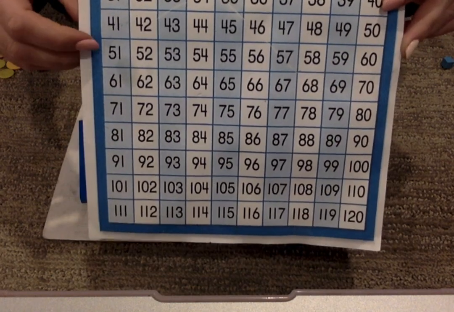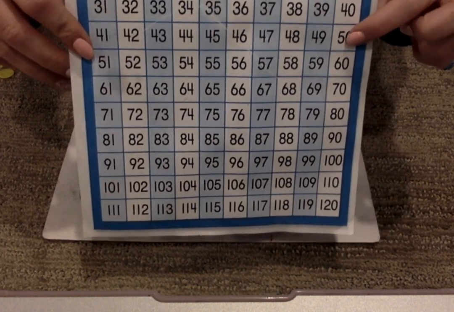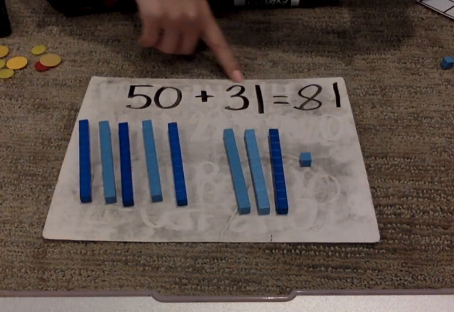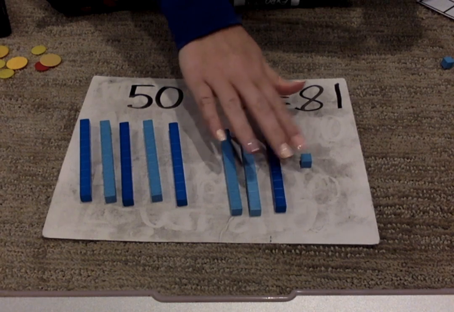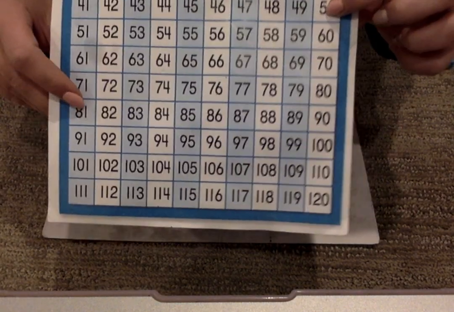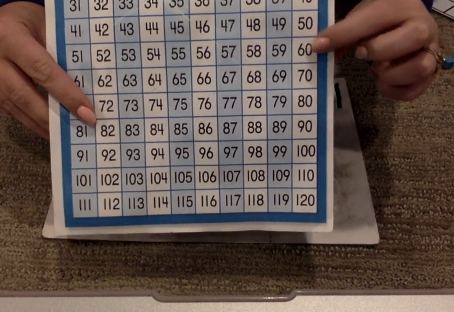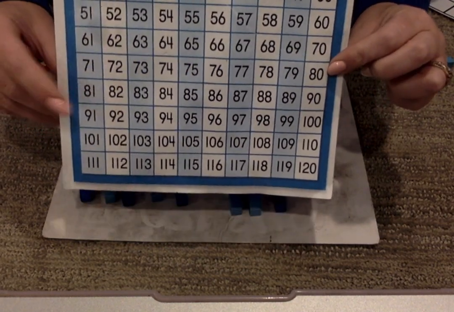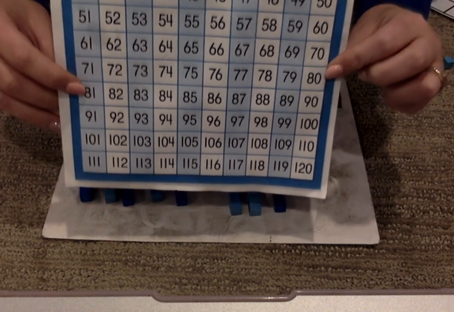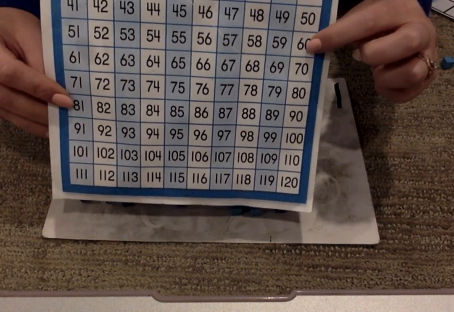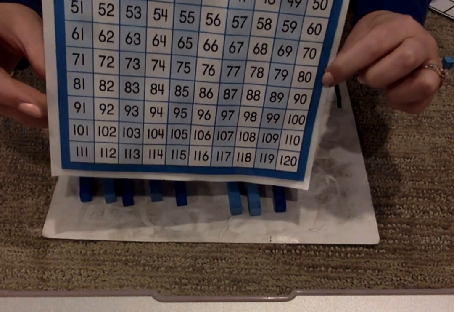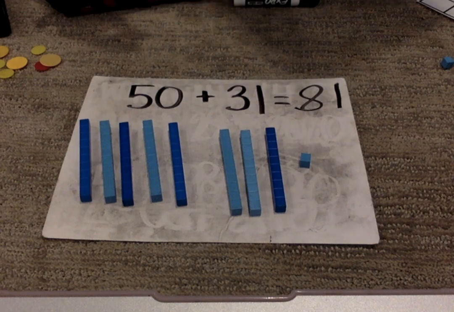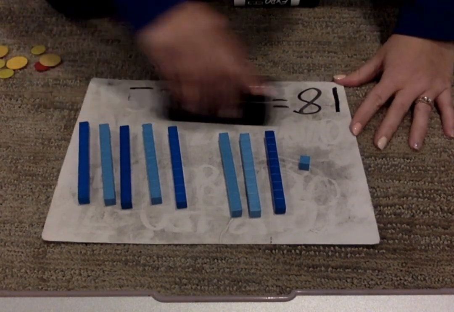50. Do you see 50? Here it is. And now I need to add 31. So this is 3 more tens and 1 more 1. So I'm going to add 3 tens. 10, 20, 30, and 1 more. Right here. 81. Do you see how we added 10, 20, 30, and 1 more? 50 plus 31 is 81. Great job, first grade.